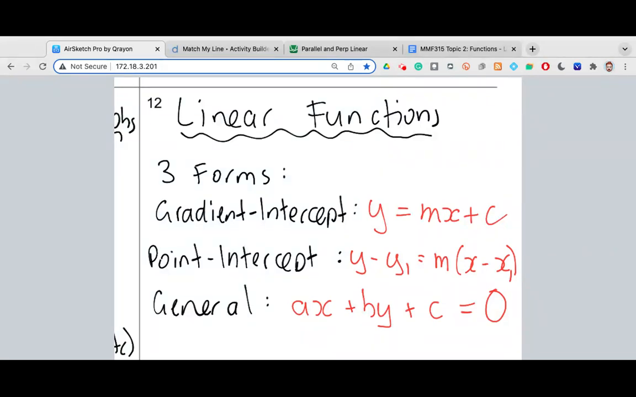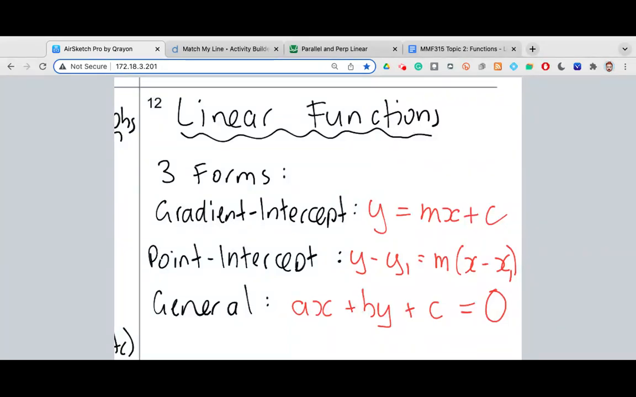Now, in terms of all of these four different forms that I've either talked about or shown you, the only one I actually particularly like is the gradient intercept. All of them have something to offer. All of them demonstrate a relationship between the different parts of an equation. So the gradient intercept form clearly shows the relationship of gradient, y-intercept, and the y values, I suppose. The point intercept form clearly shows the relationship between the gradient.